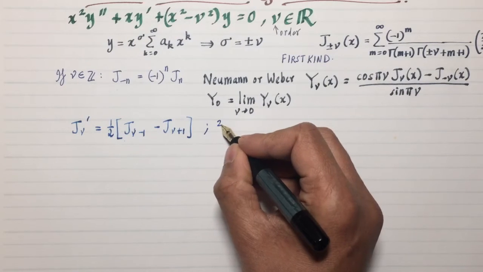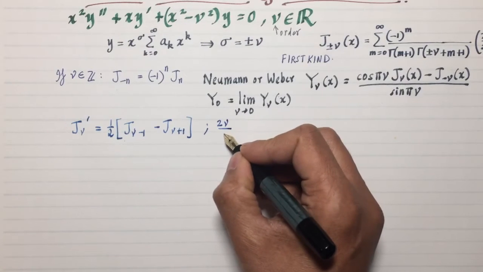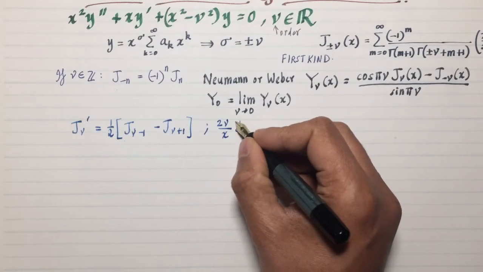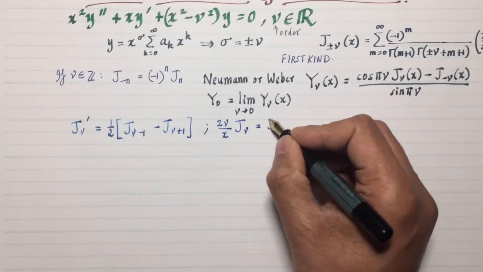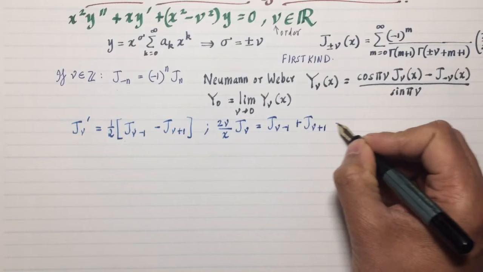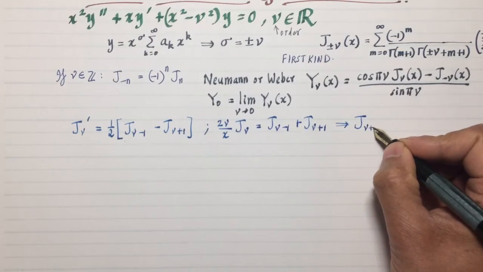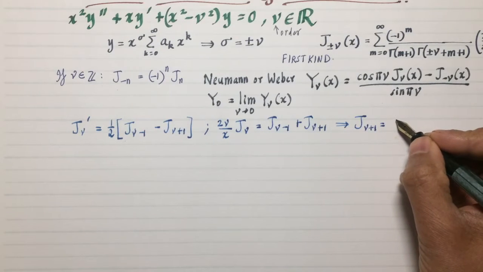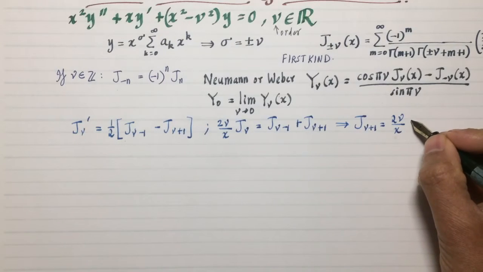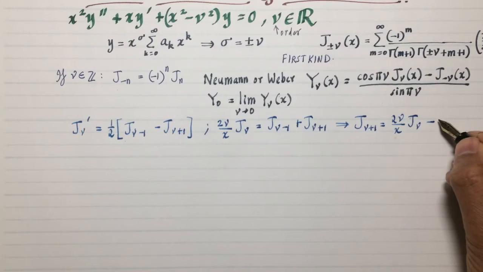Another very useful relation is this. You can show that 2 nu over x J nu is equal to J nu minus 1 plus J nu plus 1. This is particularly useful to get higher order Bessel functions from existing lower order ones. So if I write this in terms of J nu plus 1, J nu plus 1 is going to be 2 nu over x J nu minus J nu minus 1.